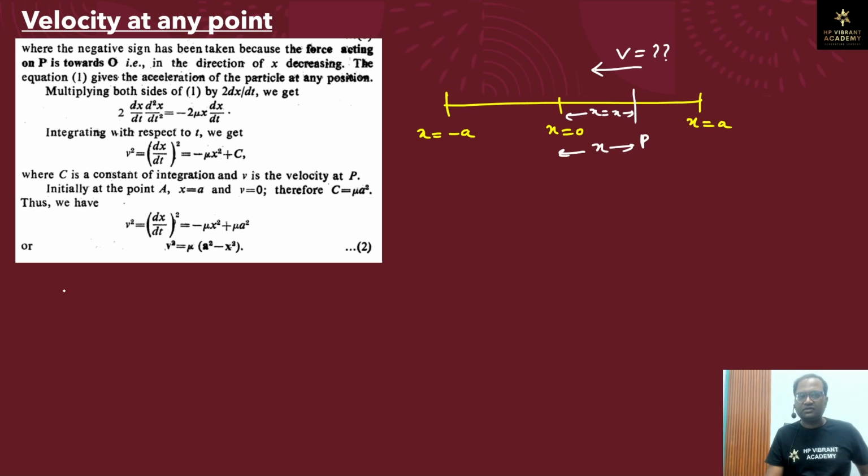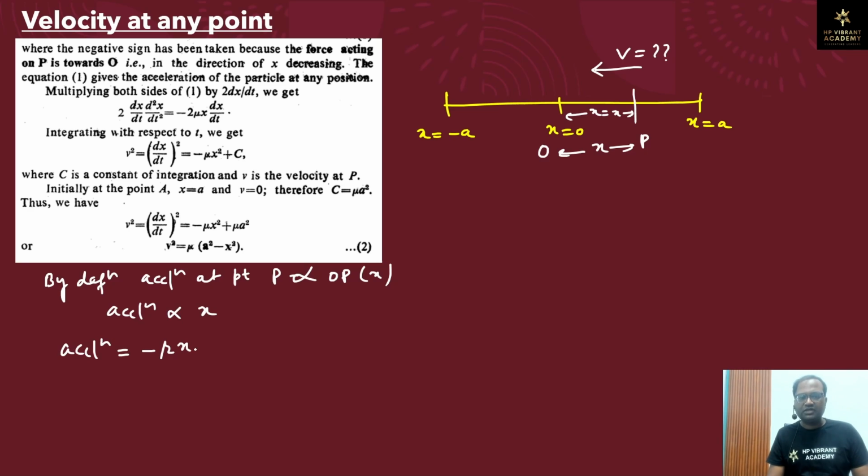Okay, so we have the acceleration as, by definition, acceleration at point P is proportional to the distance OP, suppose this is O. So we have acceleration is proportional to x, OP is equal to x. And since the acceleration is directed towards the center of force and it is in the direction of x decreasing, we have acceleration is equal to minus mu into x, and mu is called the intensity of force. So we have d2x upon dt square equal to minus mu x.